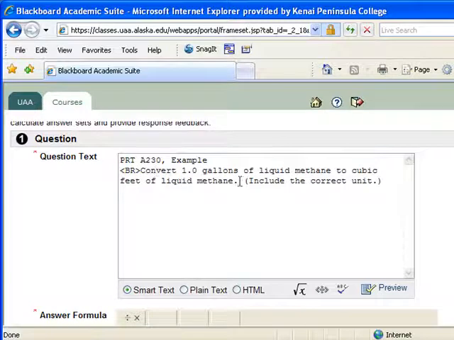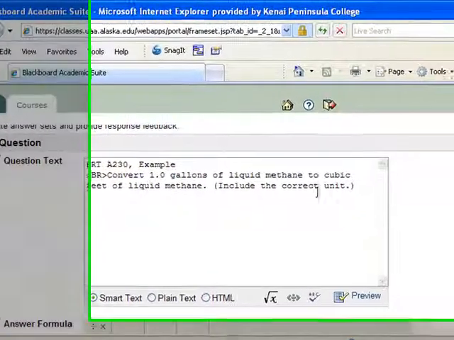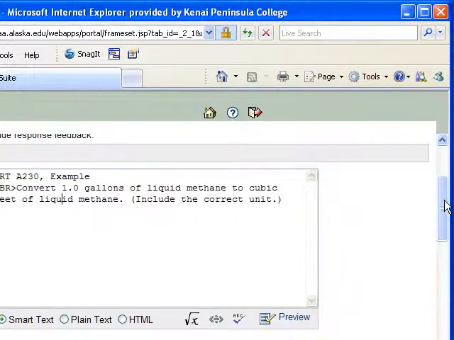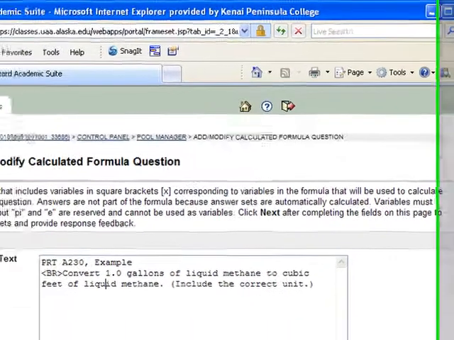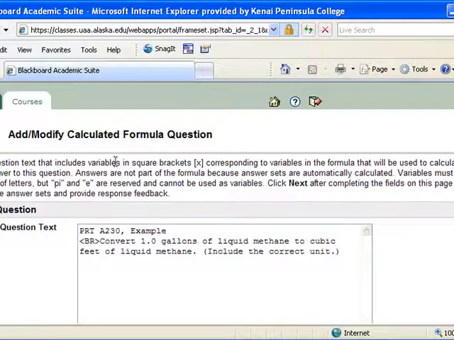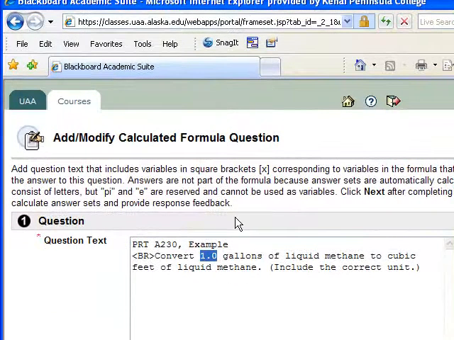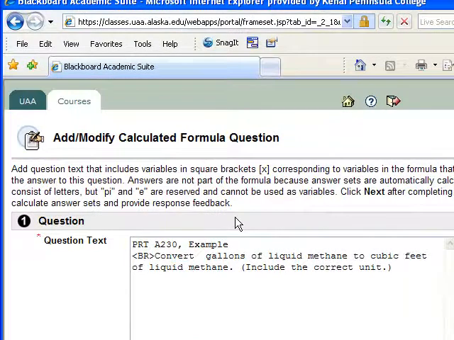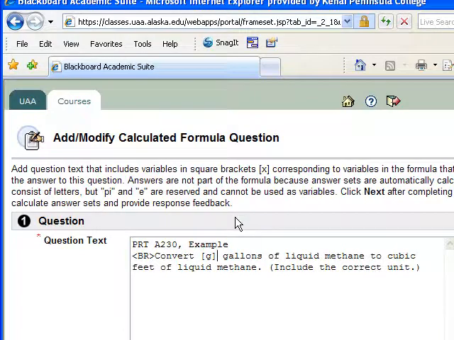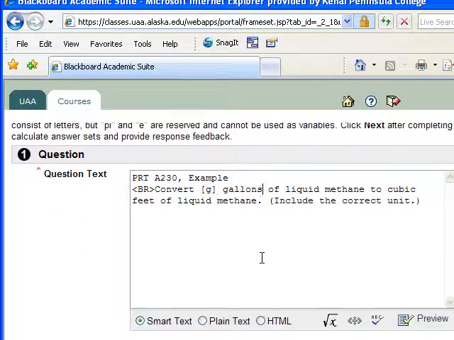Let's see, okay, so this is from PRT 230: convert 1.0 gallons of liquid methane to cubic feet of liquid methane, and then include the correct unit. Here it says to add question text that includes variables in square brackets, so that's what I'm going to do. The variable that I have is the number of gallons, so I'm going to take the 1.0 away from the original problem, and that's where I'm going to put my variable, and I may call it G for gallons.